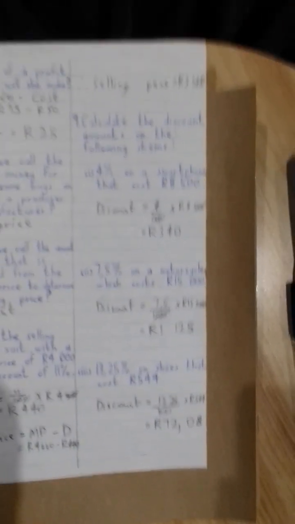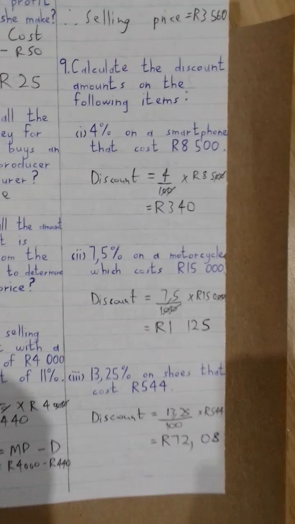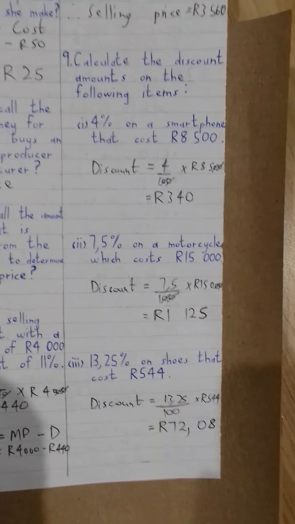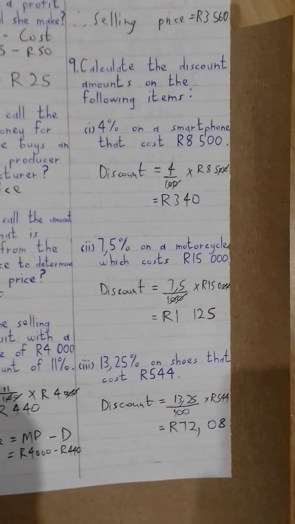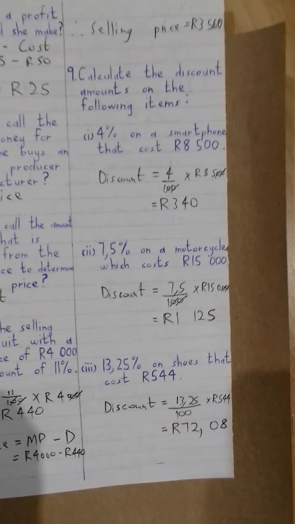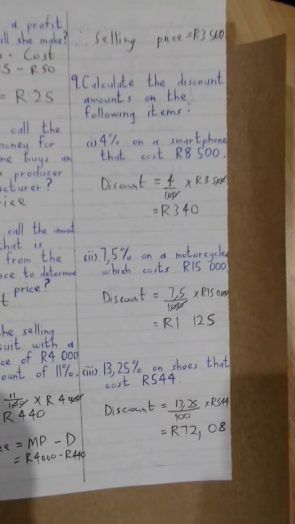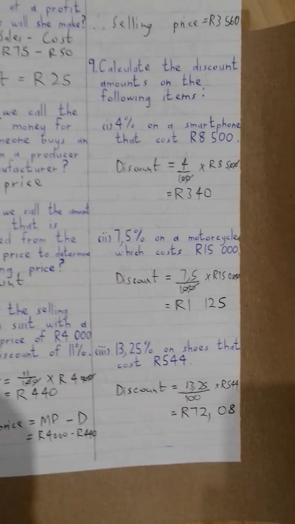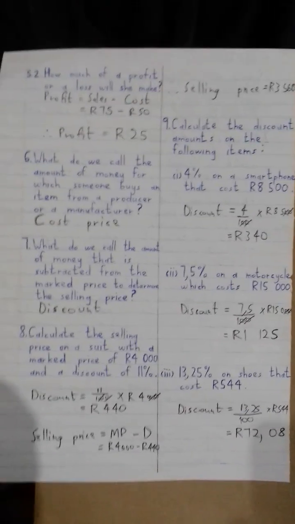Okay. Now as a challenge question for number 9, I want you to determine the final selling price of each product. So I want you to determine the final selling price of the smartphone, as well as the motorcycle, as well as the shoes. Okay, please forgive me, my laptop just switched off.